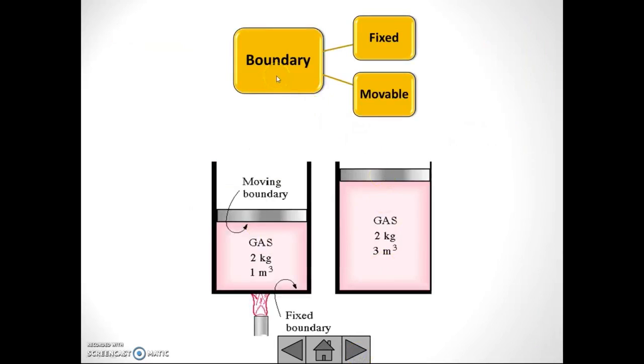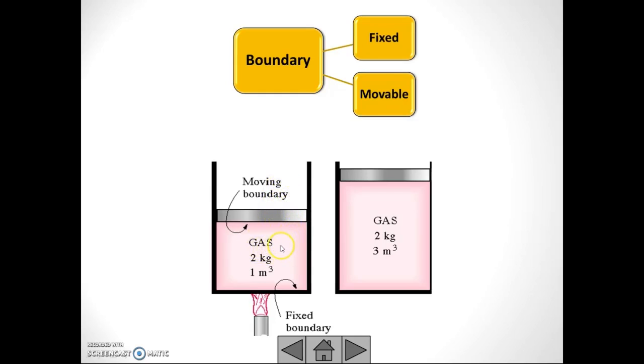We have two types of boundary, which is fixed and movable. Okay, so this is the wall of a piston. This is a piston. So this is a fixed boundary, which it is already fixed, it can't move. Okay, and this is the lid of the piston. It can move up and down, up and down.